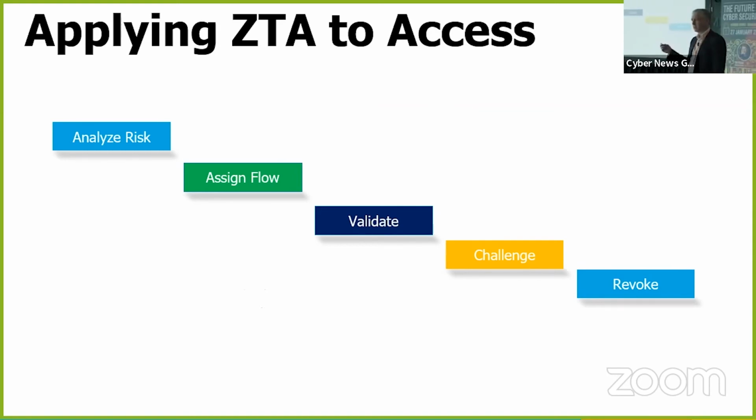So when it comes to applying zero trust to access, the 5 principles are: analyze the risk in real time, so a dynamic risk score; assign the right authentication flow; validate it on more than just MFA, look at other parameters for validating it; decide which applications or which users should be challenged when they access certain resources; and also make sure wherever possible you can revoke that access, again, in real time. If a user logs out of your identity provider, you can log them out of those active sessions.